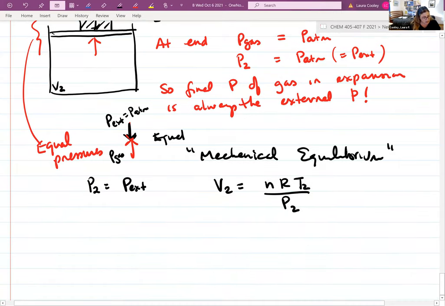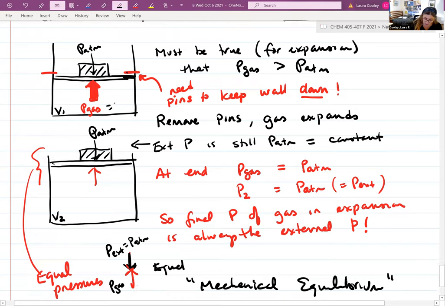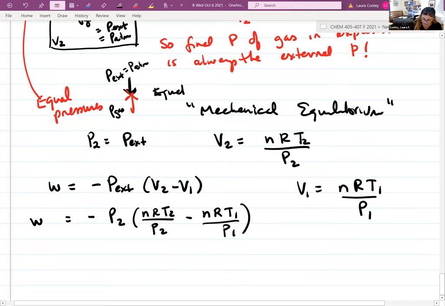So let's get a little more specific. The work becomes minus P external times V2 minus V1. Remember, V1 would be nRT1 over P1. P gas here would be P1. And now here, P gas is P2, which is P external or P atmosphere. So this is minus P2 times nRT2 over P2 minus nRT1 over P1. I'm just going to leave it like that. So this is the work for expansion against a constant pressure.